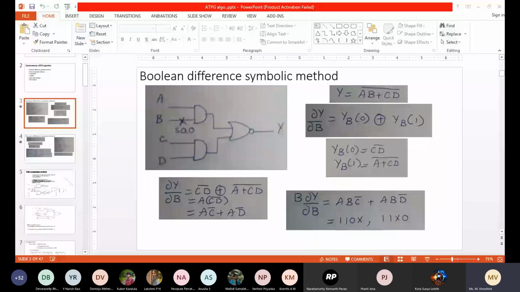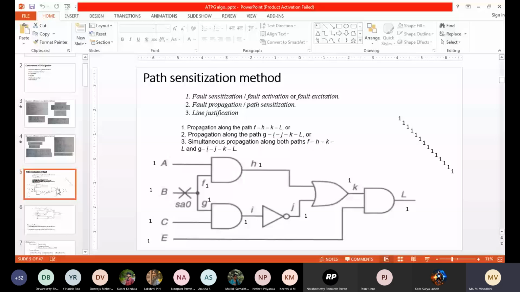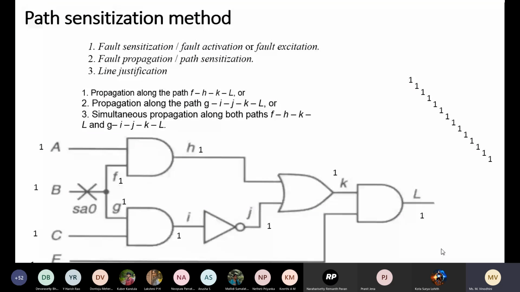Because of this drawback, we move on to the next method, the path sensitization method. Students, please listen. In this method, there are three steps. First step is fault sensitization, or activation, or excitation. Second is fault propagation, or path sensitization. Third step is line justification. You can see the names of the three steps in the slide.